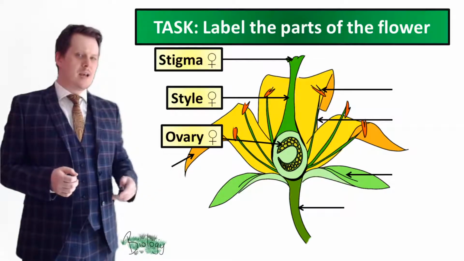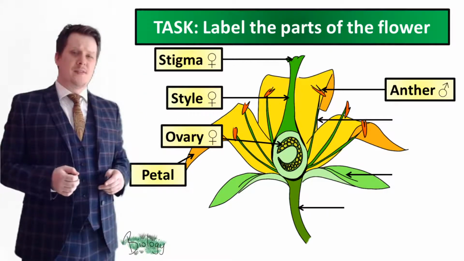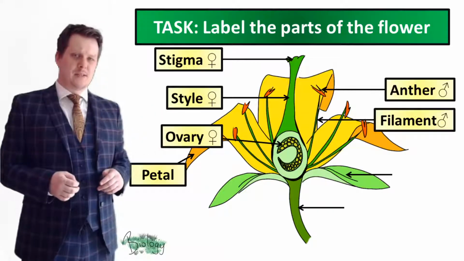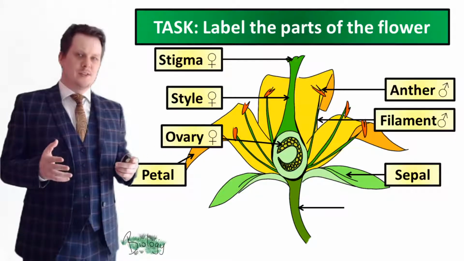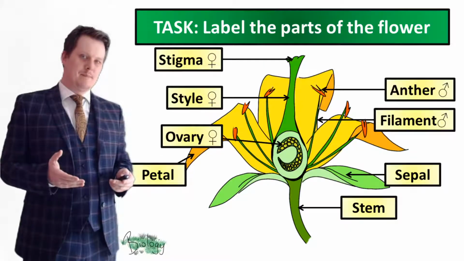This brightly coloured yellow bit is the petal, and then over on the other side you've got the anther, and that anther is held up by a filament. This anther and filament are considered the male parts of the flower. Below the filament we've got the sepal, and holding the whole flower up is the stem.